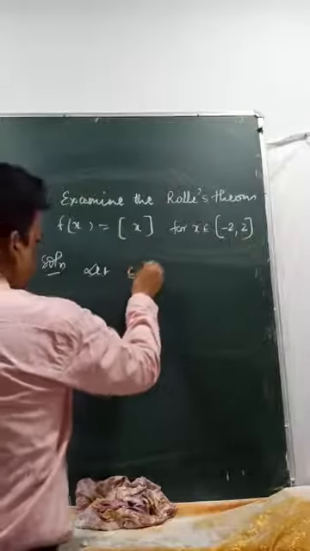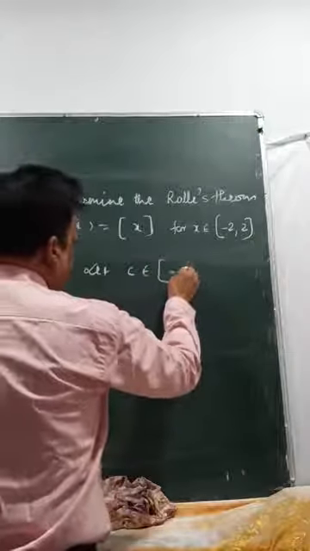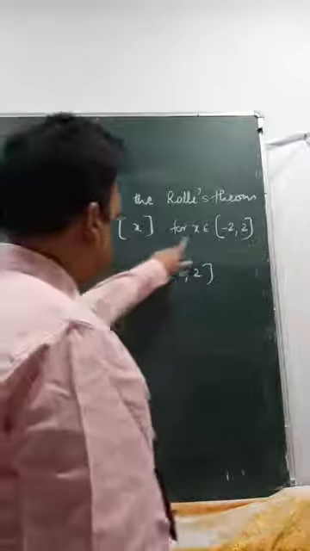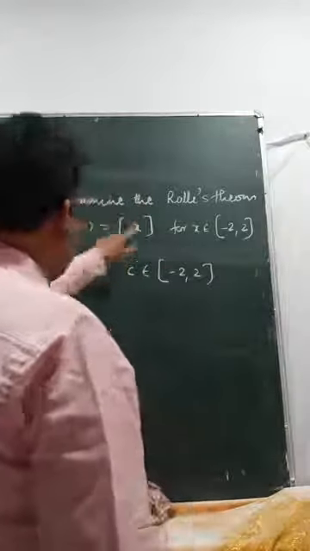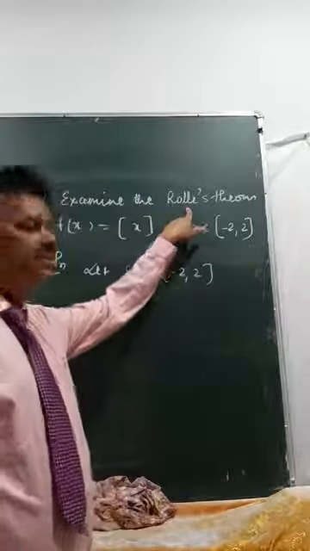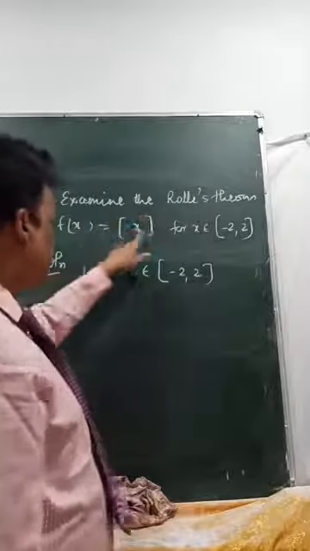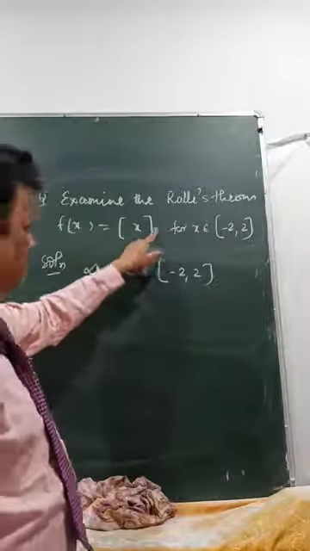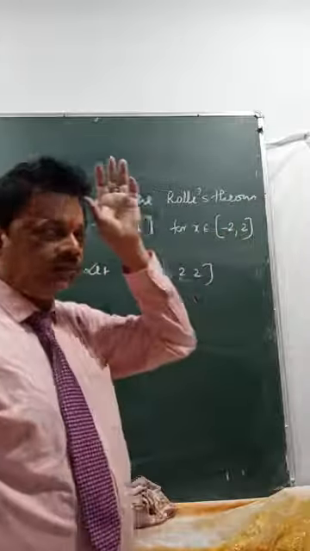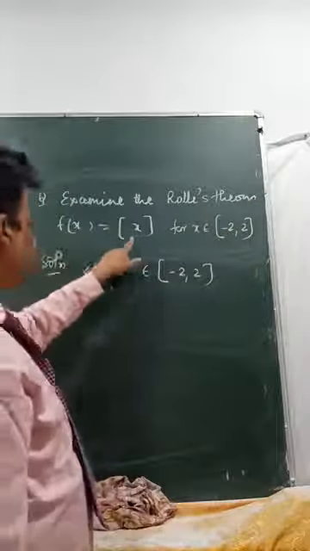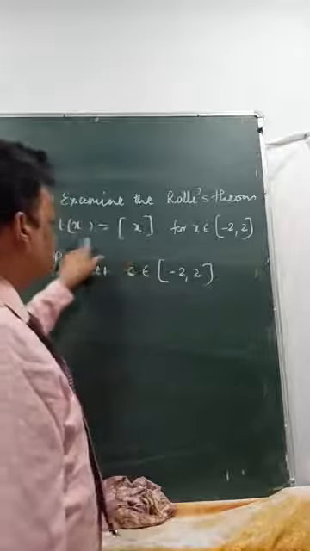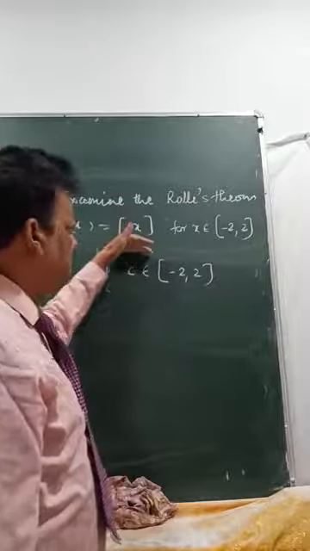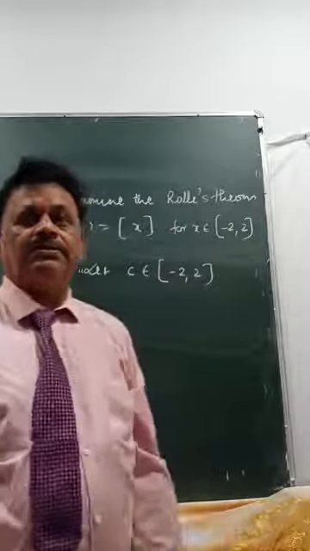Let c be any point that belongs to (-2, 2). Check whether this belongs to the interval or not. For Rolle's theorem, the function should be continuous, it should be differentiable, and then f(a) equals f(b). First you check the differentiability of this function. If it is differentiable, then it is automatically continuous.